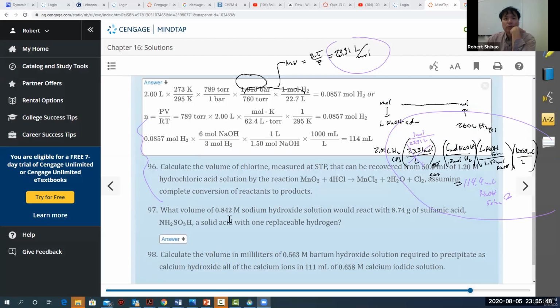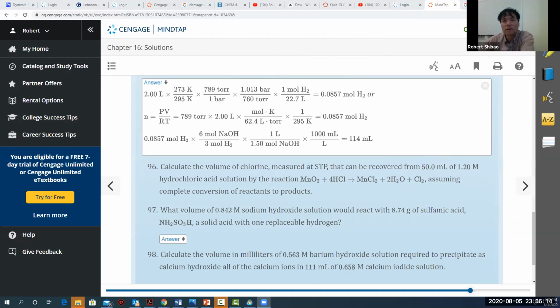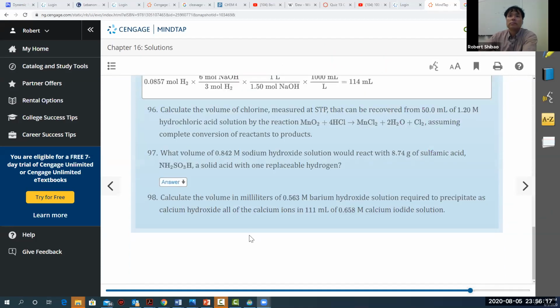What volume of 0.842 molar sodium hydroxide solution would react with 8.74 grams of sulfamic acid? This is sulfamic acid here, a solid acid with 1 replaceable hydrogen. So this is actually only a monoprotic acid. That's important to know. Actually, this is an amine type, so this looks like the acidic hydrogen here. So this is what we call a monoprotic acid. Let's clear the drawing here.